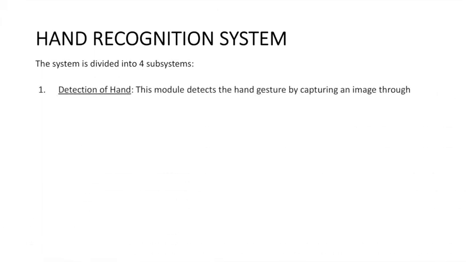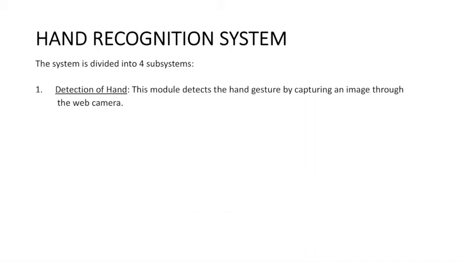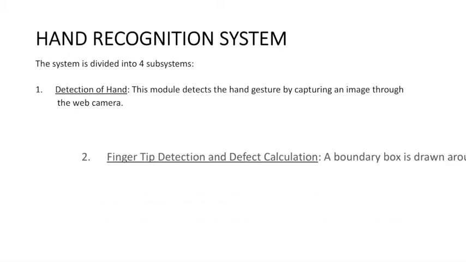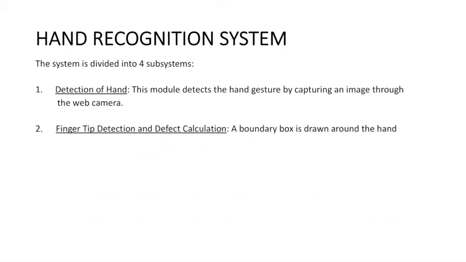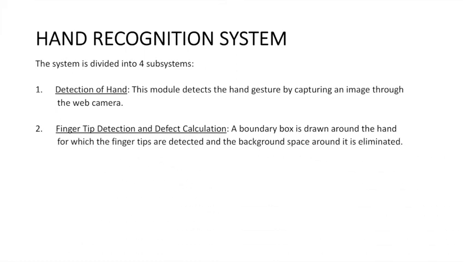The hand recognition system is divided into 4 subsystems. They are: first, the detection of hand. This module detects the hand gesture given by the user, and it does so by capturing an image through the webcam. Second, it detects the fingertip and also calculates the defect. A boundary box is drawn around the user's hand, for which the fingertips are detected, and the background space around it is eliminated. Even the noise is eliminated.